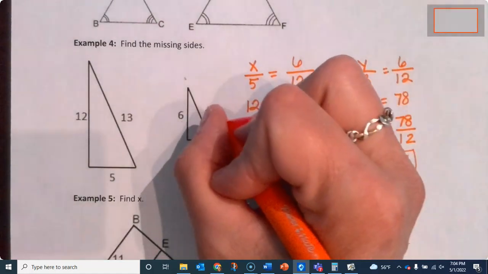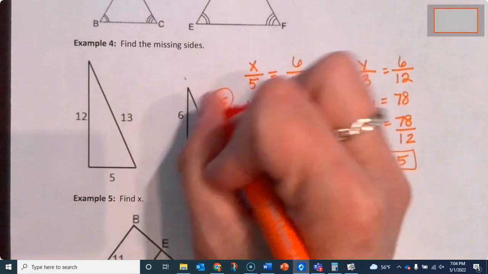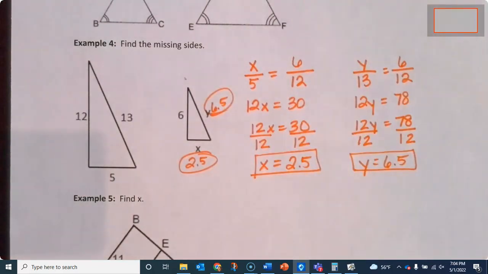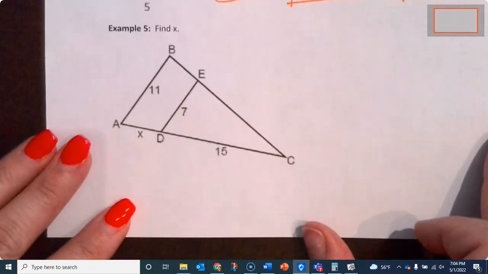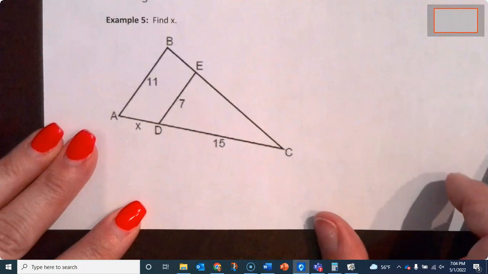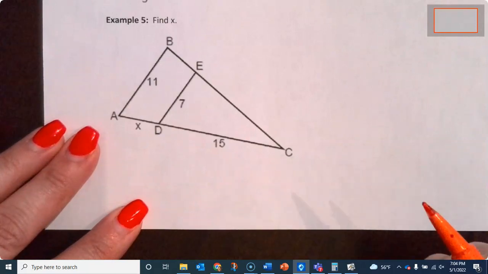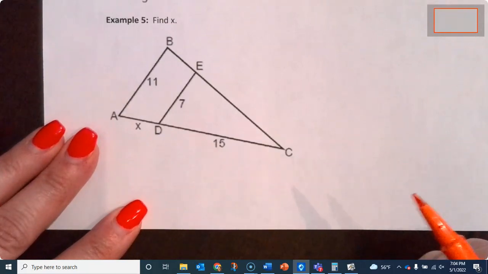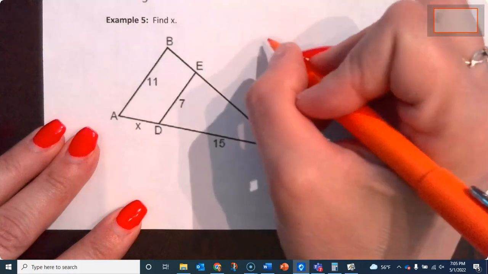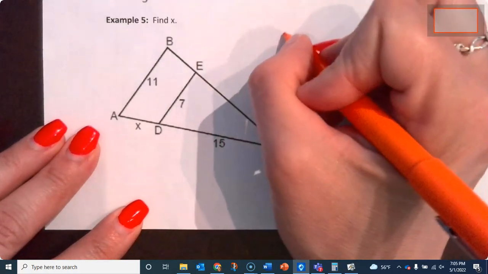So there are our two missing sides. For the next example, it says find x. So here we do have two separate triangles. They just are overlapping each other. When I work with overlapping triangles, it's probably a good idea to just draw them separately. So I'm going to redraw these.